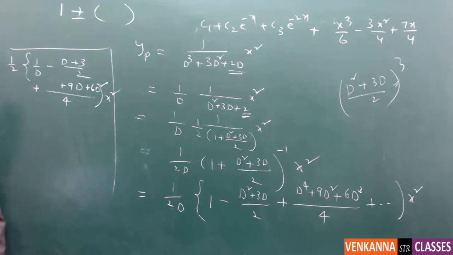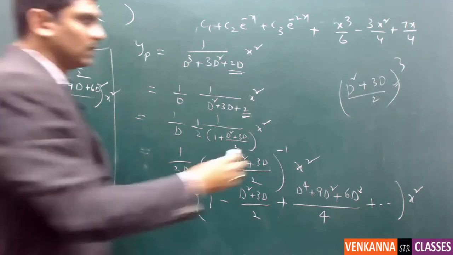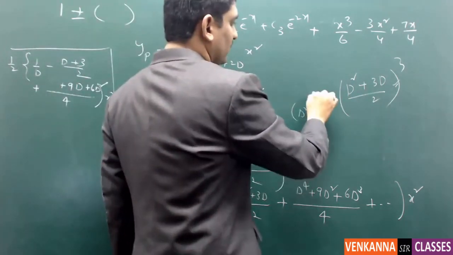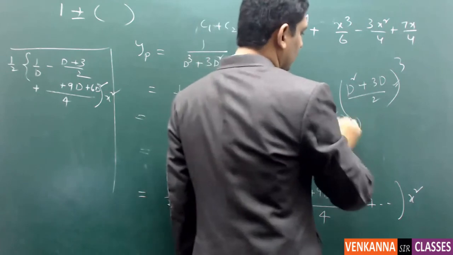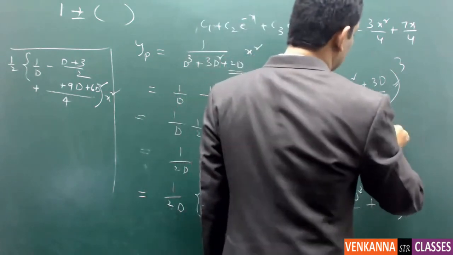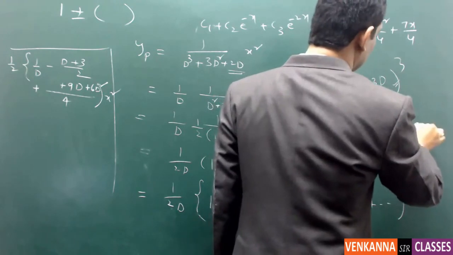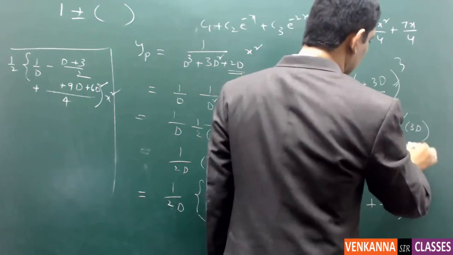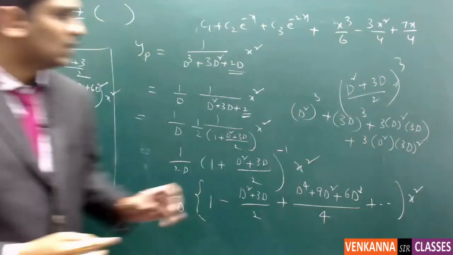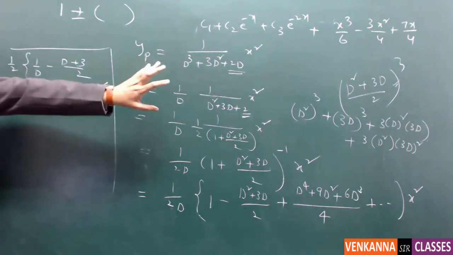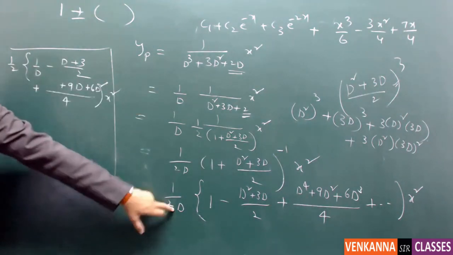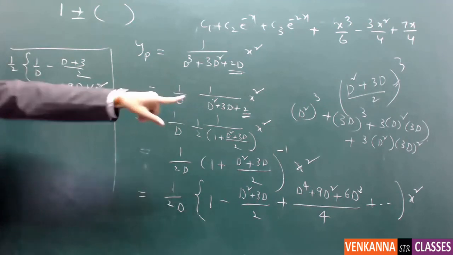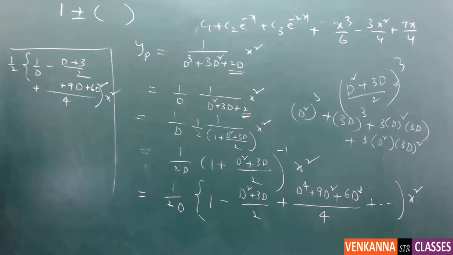You apply (a plus b) whole cube. Right? Let me say D cube, (D square) whole cube plus (3D) whole cube plus 3 into (D square) whole square into 3D plus 3 into D square into (3D) whole square. So are you going to get any other term after dividing with D square or something in that expansion? Is it possible there or not? Yes or no?